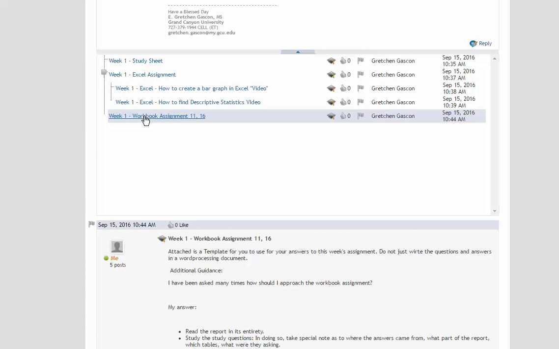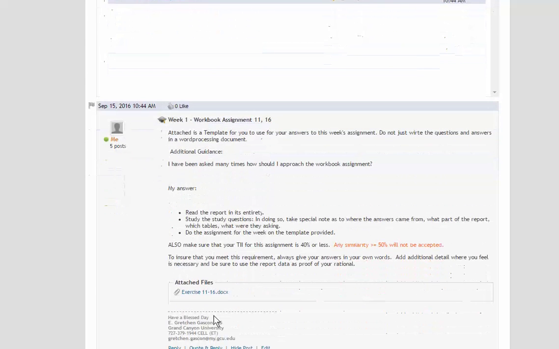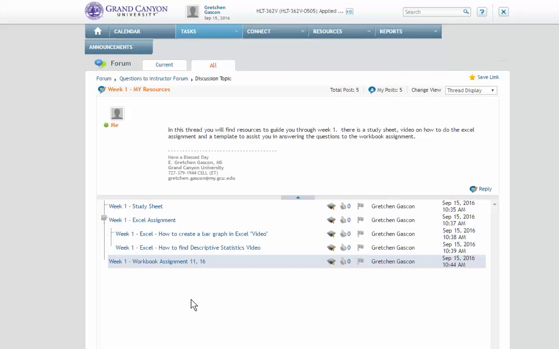Under the workbook assignment, you will find that I have added a template. The template does not include any of the questions as word text, but rather as pictures or objects, so that when you turn it into Turnitin, they're not going to be counted as extra repeats and percentages of similarities. So keep that in mind. Be sure to use the template when you answer the workbook questions.